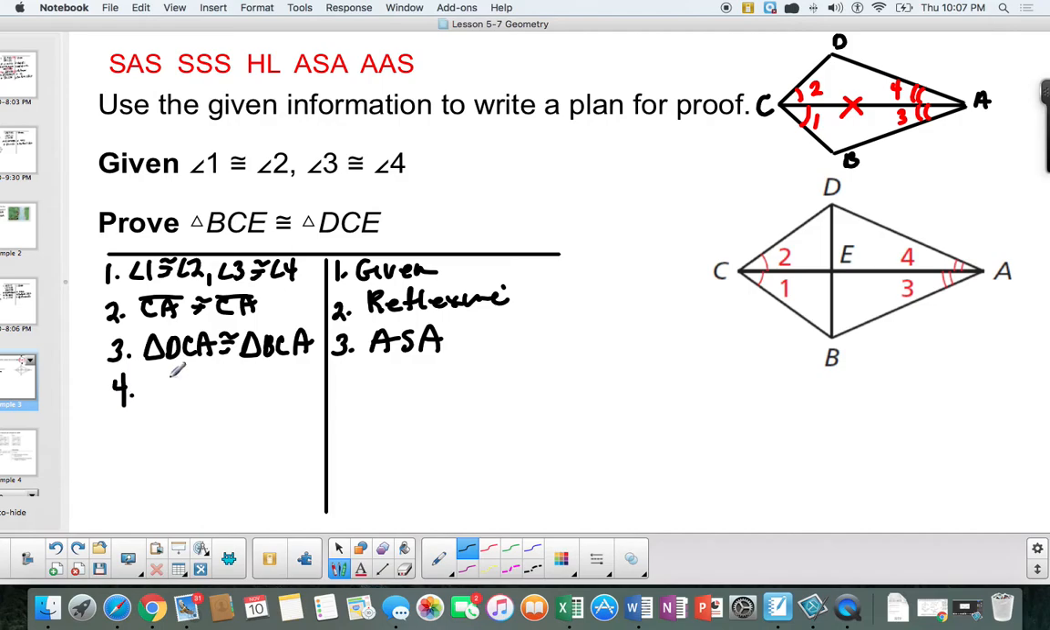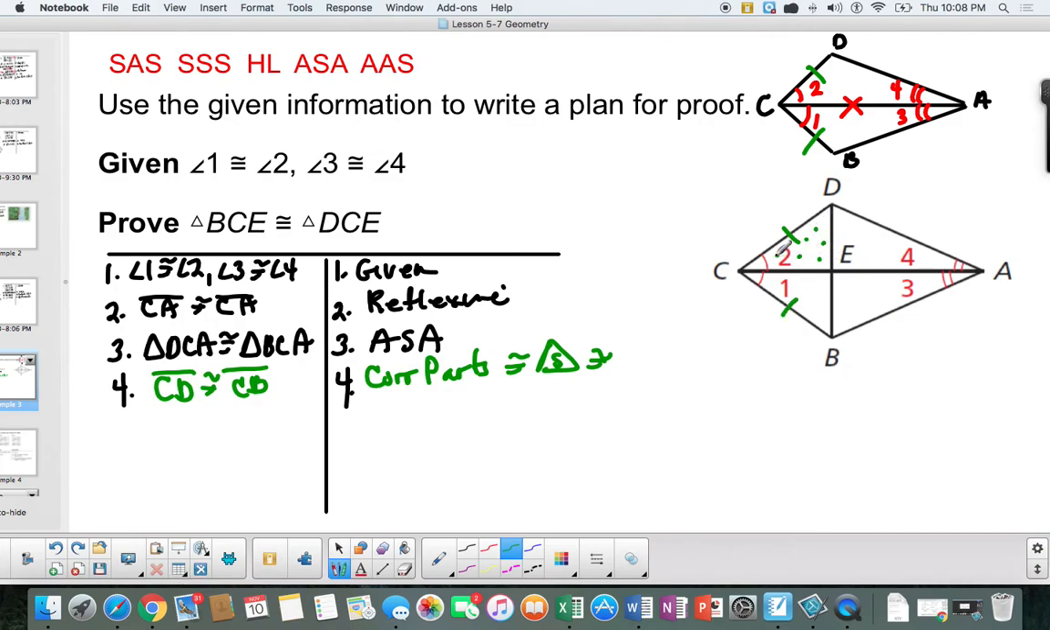Now, what kind of parts can I get out of here? Now that these triangles are congruent, I can say that this side is congruent to this side. And that might be helpful when I'm trying to prove these triangles are congruent right here. So I'm going to write CD congruent to CB, and then I'm going to write corresponding parts of congruent triangles are congruent. Okay, now I'm going to mark it here in the original diagram. And I'm just going to concentrate on the triangles that I have here.